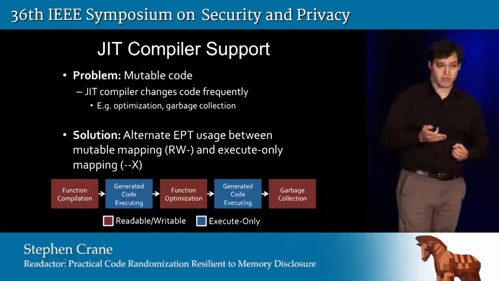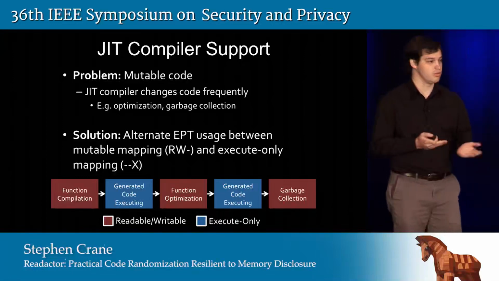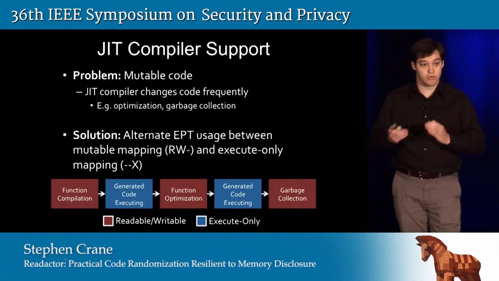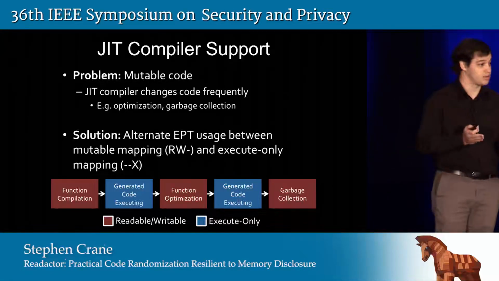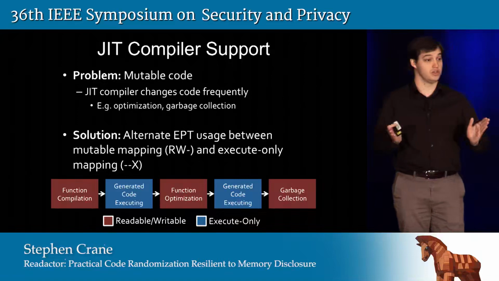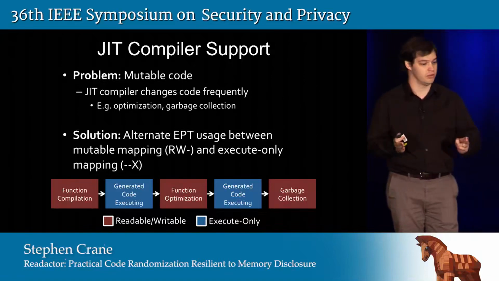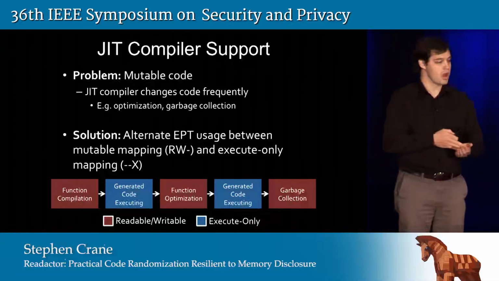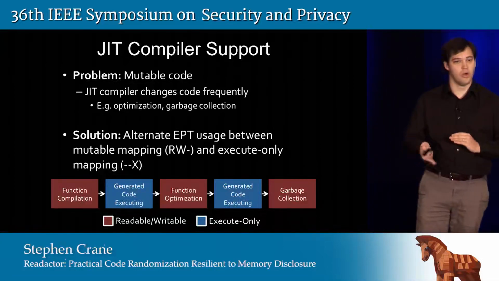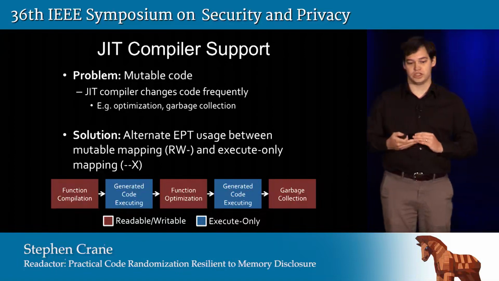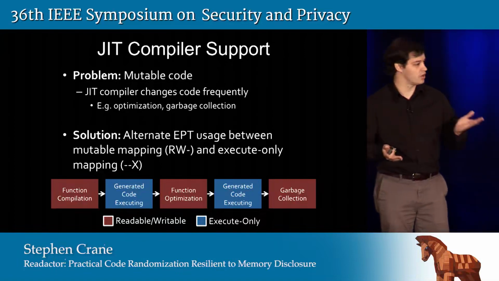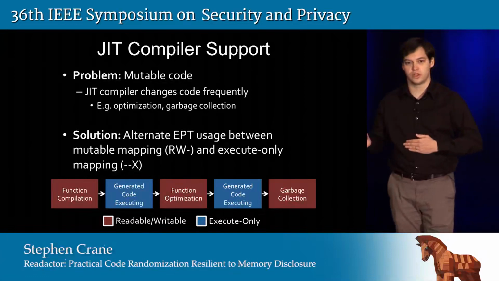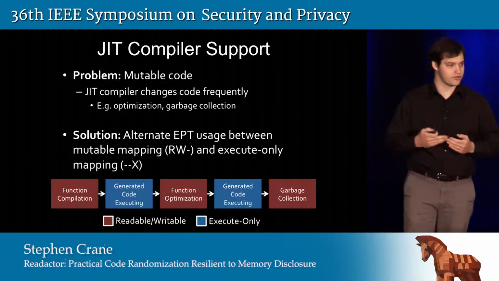The JIT compiler, in our case V8, assumes mutable code. It needs to be able to change the code frequently. However, we really don't want the code to be mapped as both readable and executable, and we definitely don't want it mapped writable and executable. So we solve this by alternating usage between a mutable mapping and an execute-only mapping. When the JIT compiler needs to treat a page as data, we map it read-write. And when it needs to treat a page as code, we remap it as execute-only. You can see the details for this in the paper.